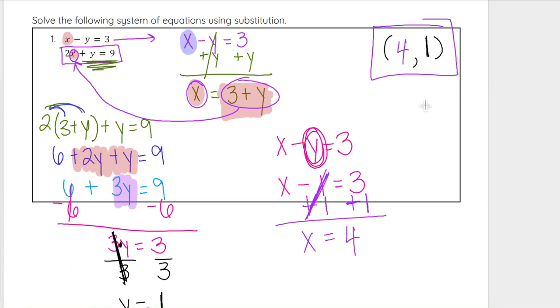Now, just a reminder, visually, if I were to graph these two lines, this would represent the point where those two lines cross, because that is the ordered pair that is part of both of those lines.